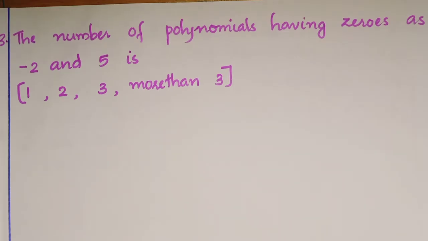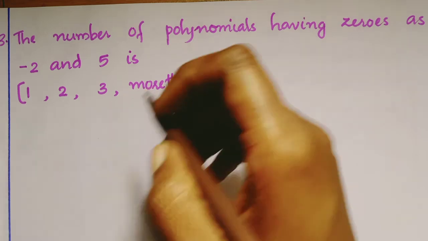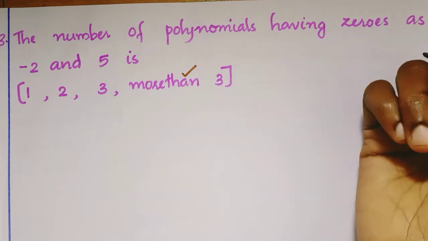Third question. The number of polynomials having zeros minus 2 and 5 is dash. Options: 1, 2, 3, more than 3. The number of polynomials having zeros minus 2 and 5. Yes, it is clear that we can find several polynomials having zeros minus 2 and 5. Okay, so the option more than 3 is right.